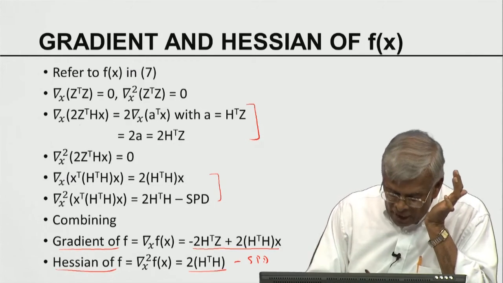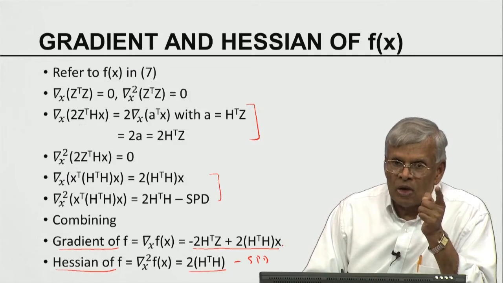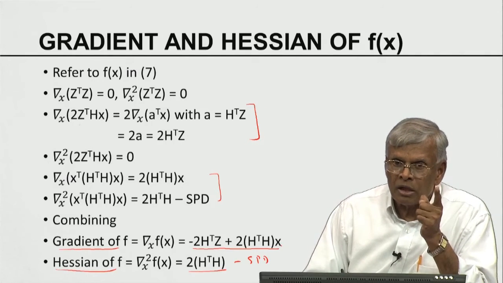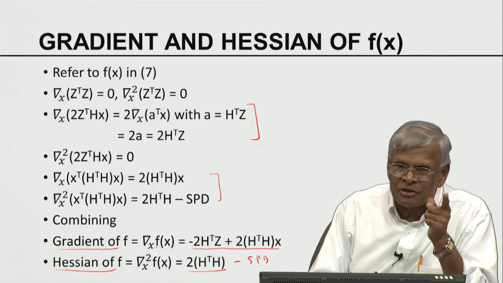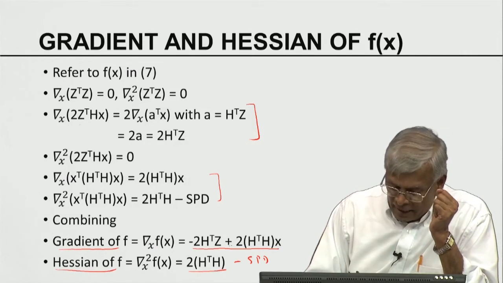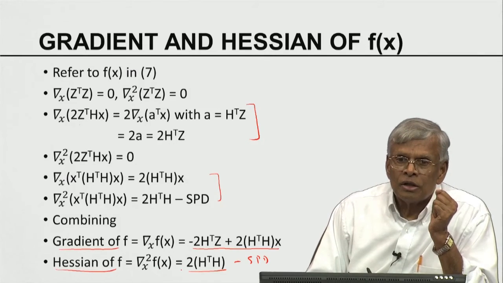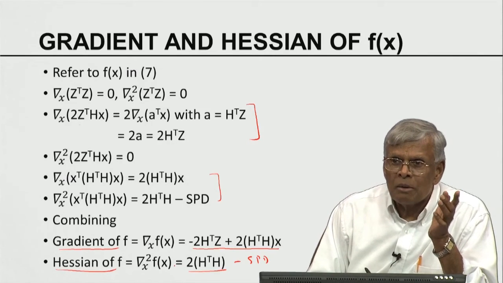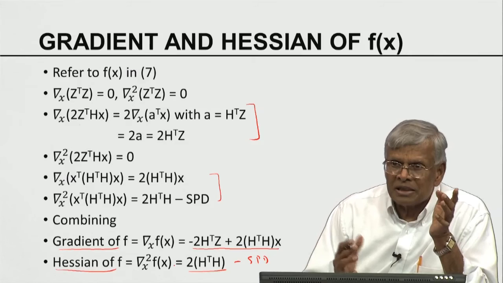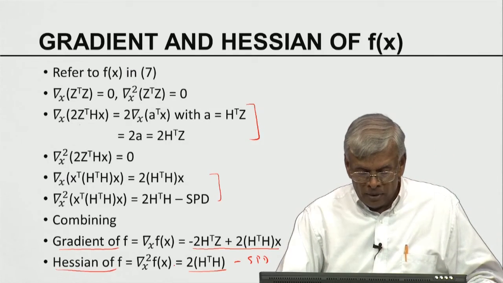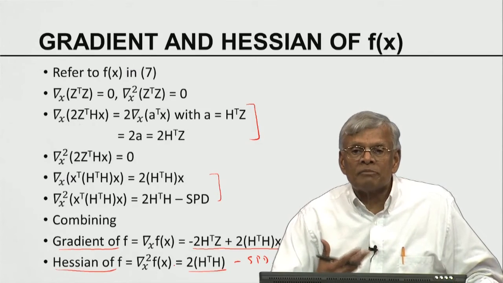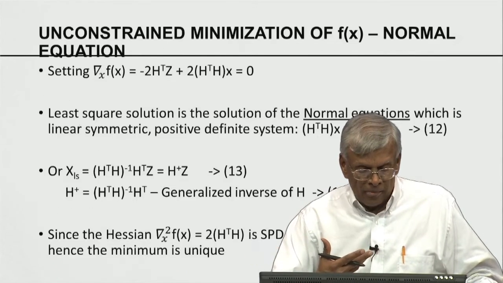Therefore, if I equate the first derivative to 0 and solve it, that solution must be a minimum, because I am equating the gradient to 0, and at the place where the gradient is 0, the Hessian matrix is also positive definite. It satisfies the necessary and sufficient condition for the minimum. Therefore, I have found the minimum of the objective function, which is f of x.